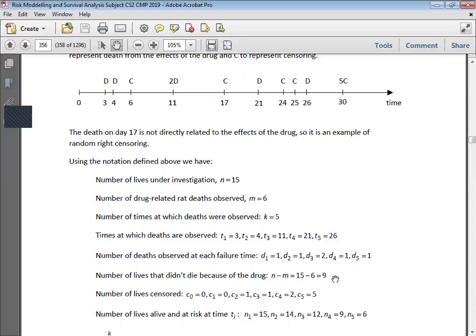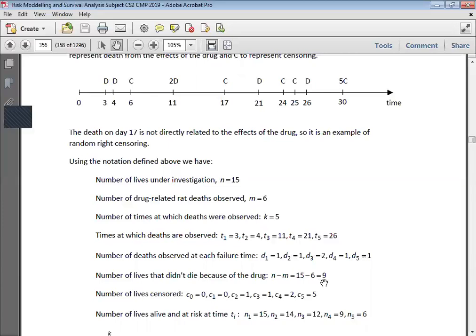So 15 minus 6, and you get a 9 here. But now, out of those 9 lives which did not die because of the drug, we know some of those lives got censored. So now when I'm talking about censoring, I will not look at the actual time here, the time interval is what I will consider. So again, I will use my redefined time intervals, and I will define how many lives were censored corresponding to each of these time intervals.